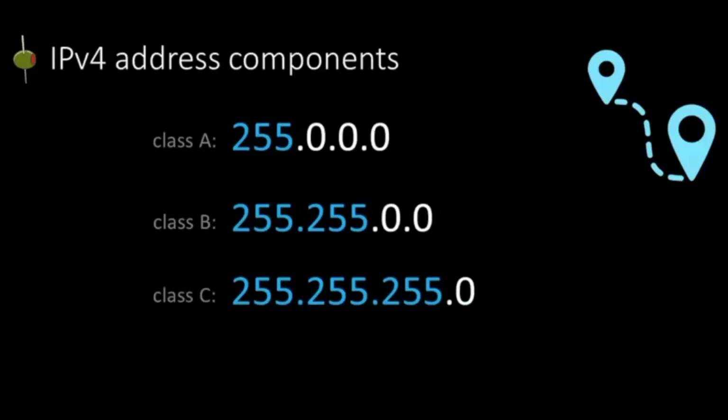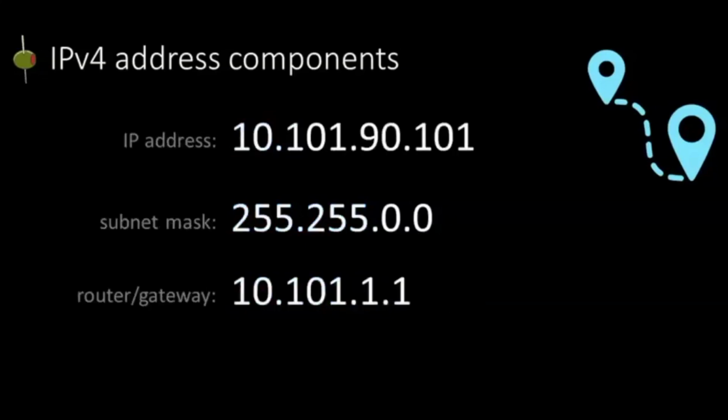So again, we're using Class B for a lot of our entertainment networks, and that should be your default unless you have a reason to change it.